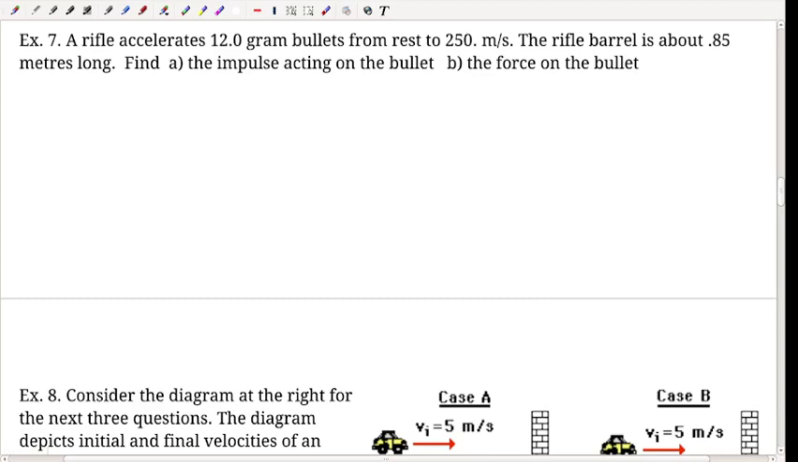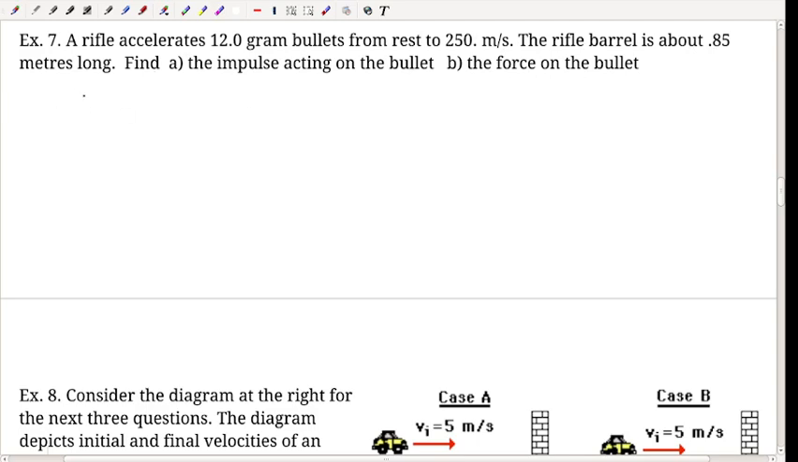Example number 7. A rifle accelerates 12-gram bullets from rest to 250 meters per second. The rifle barrel is about 0.85 meters long. Find the impulse acting on the bullet and the force on the bullet.